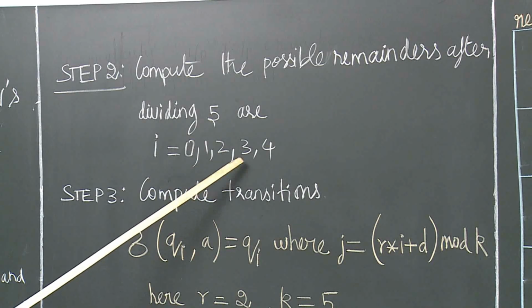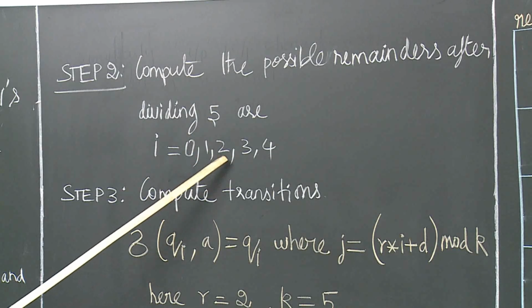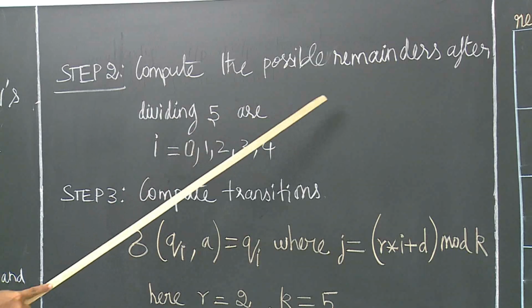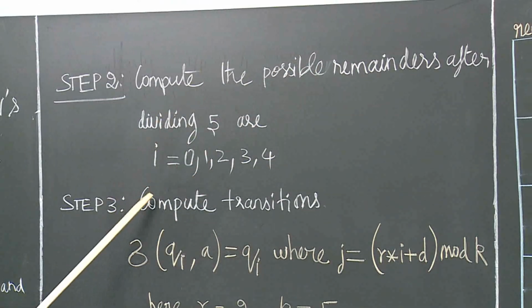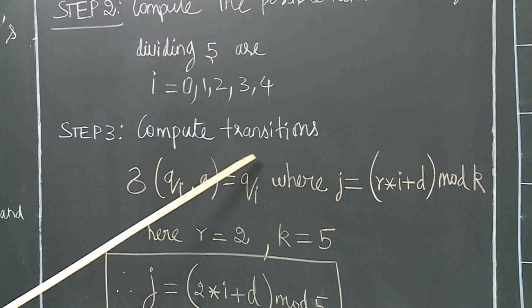1, 2, 3, 4. So the possible remainders are 0, 1, 2, 3, 4. For whatever number they have given, we have to find the possible remainders, which we will consider as i. Next we have to compute the transitions.